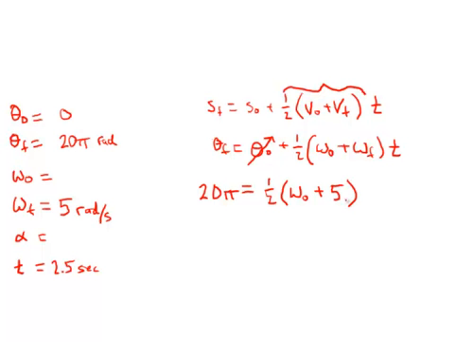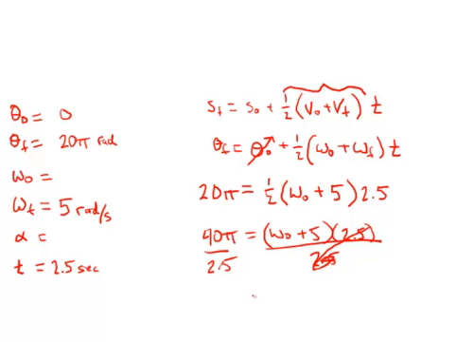And the amount of time is 2.5 seconds, which doesn't sound like much, but if you've ever tried spinning a ball, 2.5 seconds is pretty good. And let's see what we can do. If we multiply both sides by 2, we'll get rid of the 1/2. That gives us 40 pi equals omega naught plus 5 times 2.5. We could distribute, but I'm going to divide both sides by 2.5 instead. So those cancel, and that gives us roughly 50.3 is equal to omega naught plus 5, and subtracting 5 from both sides, we have an initial speed of 45.3 radians per second.